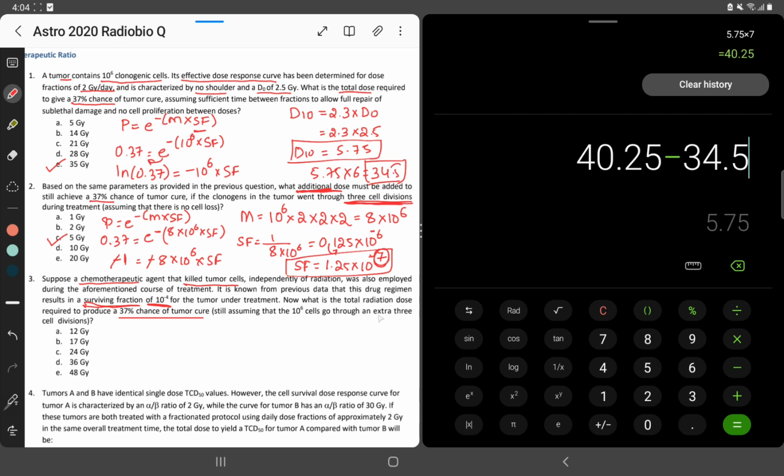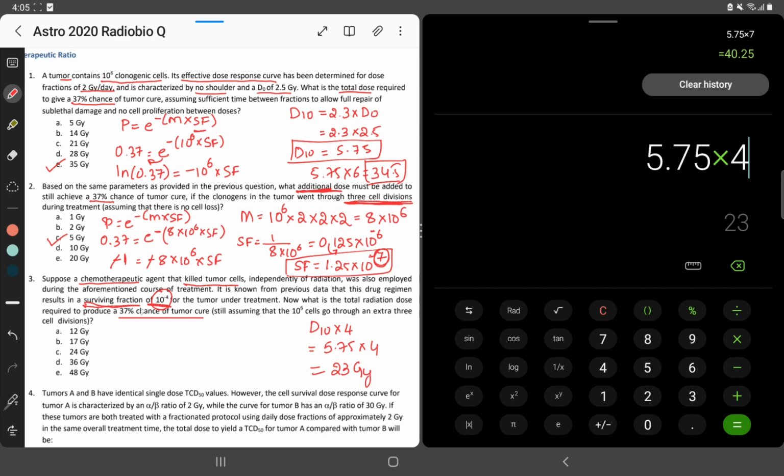Okay, so this is assuming, okay, 1 second. So again, SF is being given here 10 to the power of minus 4, so we will multiply D10 into 4. D10 is 5.75 into 4, which gives us 23 gray.